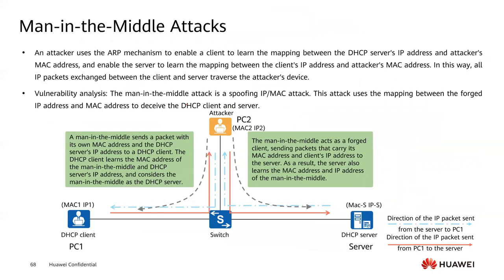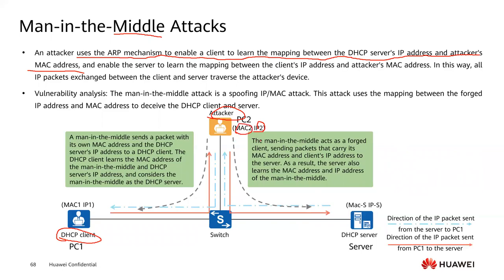Now let's look at MITM attacks, which means man in the middle. An attacker uses ARP mechanisms to make a client learn a mapping between the DHCP service and the attacker's address. The attacker sends an ARP reply, maybe a gratuitous ARP, to tell the DHCP client, I am the gateway, I am IP2 and my MAC address is MAC2.